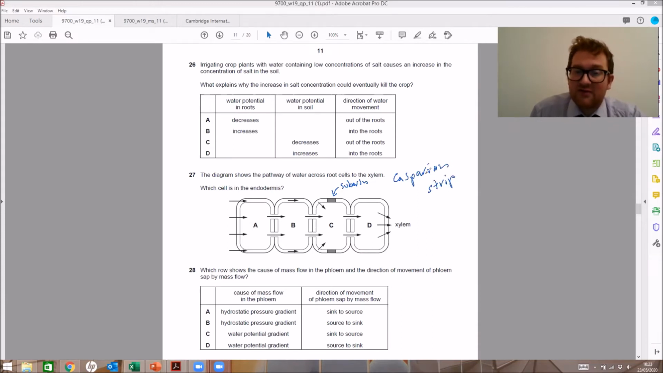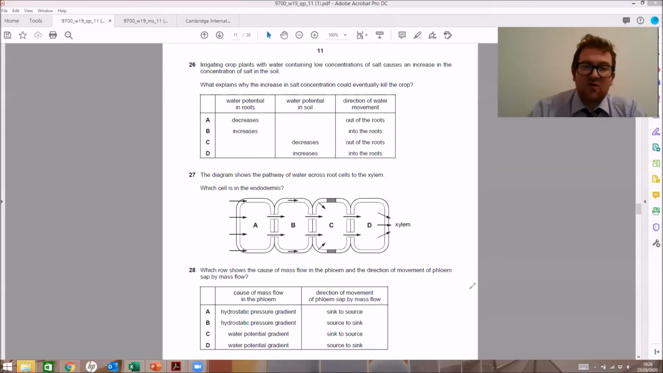This effectively stops the movement of water through the apoplastic pathway, which is through the cell walls, which are fully permeable. However, the symplastic pathway through the plasmodesmata is still fully functional, as this suberin only stops the apoplastic pathway. So option C is the answer here. And you can see this in the diagram because of this deposit of suberin here.